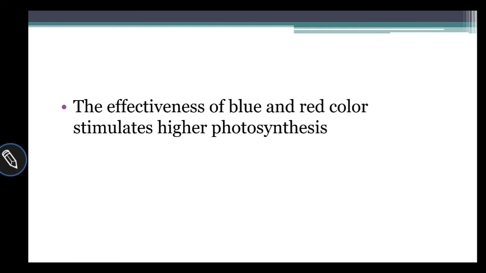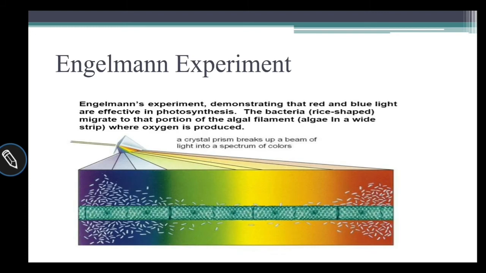The effectiveness of blue and red color stimulates higher photosynthesis. Means what? As I said before, this shows peaks near the violet or blue region and the red color region. And here we are saying that the plant shows higher photosynthesis in blue and red color. So this is neatly explained by Engelmann's experiment.